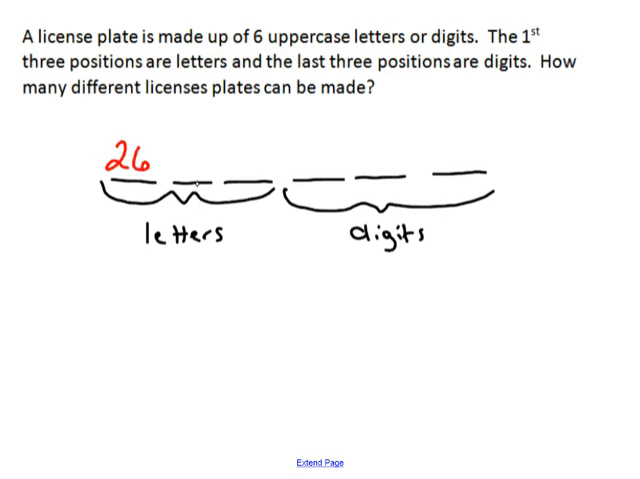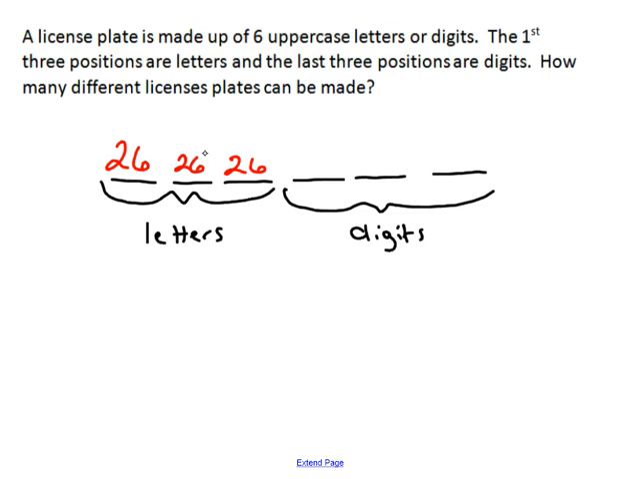And since we can repeat them, for the first blank, we would have 26 choices for a letter, right? Anything from A through Z. For the second blank, we have 26 choices for a letter and also 26 choices for a letter there as well. Because we could repeat them, this could be AAA, right? It could be AAB, AAC. And it doesn't have to be AA. It could be like ZXY, right? Or XYZ. Those are all different.